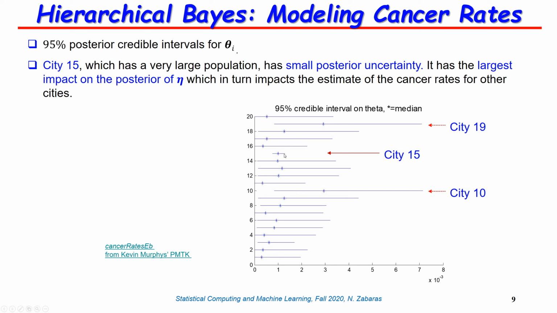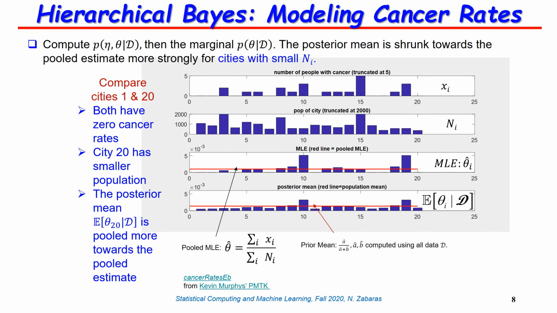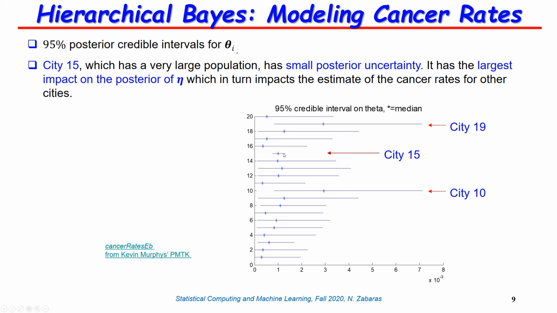So if you compute the 95% credible interval for city 15, it looks to be a very small interval. Why is that? So let's look at city 15. You notice city 15 has very high cases of cancer. So X15 is very high, but the population also is very high. So there is sufficient information to actually compute a very good estimate for theta I for city 15 because you have lots of data. So the uncertainty for city 15 in the estimate for theta I is very small.